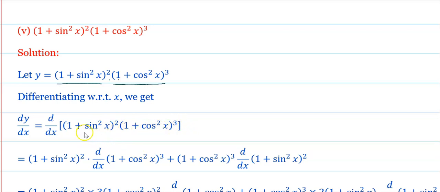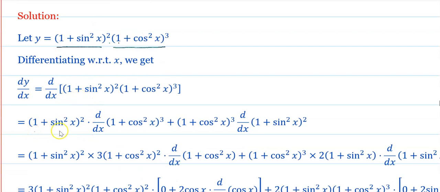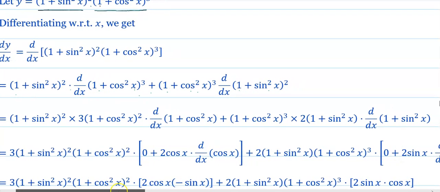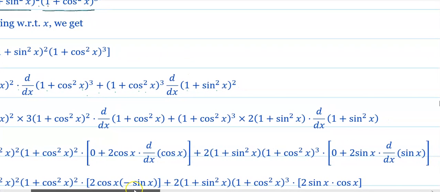Okay. Now here apply the product rule. (1 plus sin square x) bracket square into d/dx of (1 plus cos square x) bracket cube, plus (1 plus cos square x) bracket cube into d/dx of (1 plus sin square x) bracket square. Okay. We'll apply here the product rule. Now see this here. Okay. This is the big one.